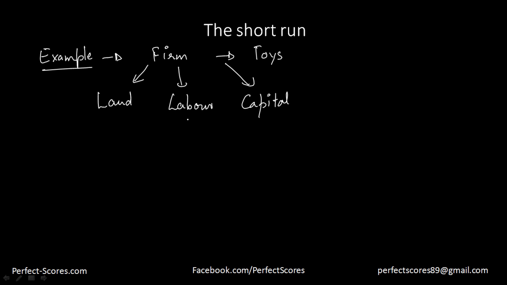And labor on the other side would comprise the human resource that they have. So this would comprise the human resource. And we have the capital that comprises machinery, anything related to capital, plus that will also involve the money that they're investing. So these are the three factors of production that this firm has.